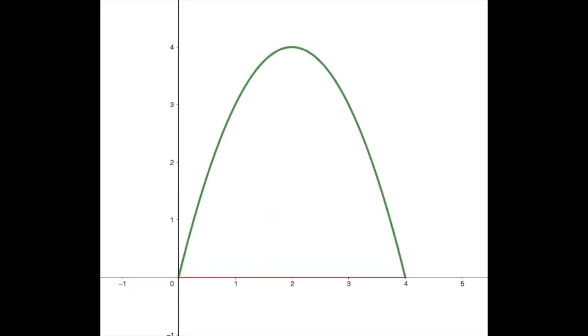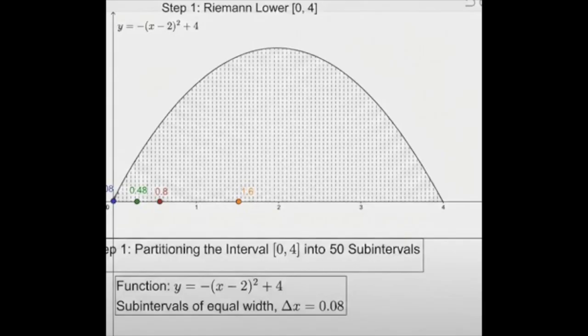On the screen we have the graph of a continuous function defined over a closed interval. Our goal is to estimate the area under this curve. First, the interval is divided into several equal subintervals. These partitions will be used to construct the approximating rectangles.